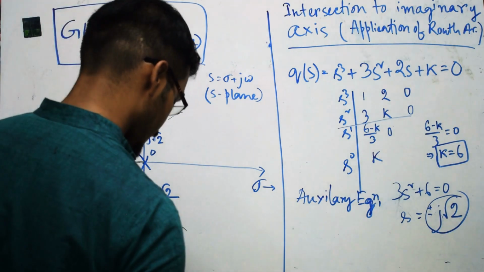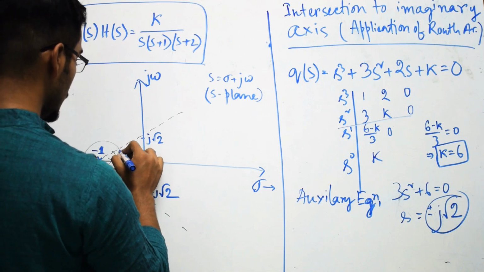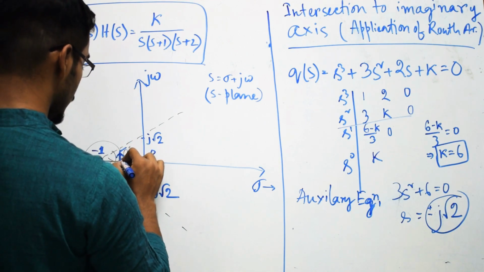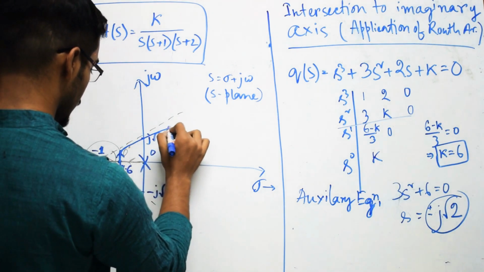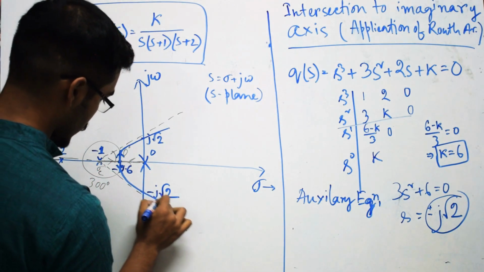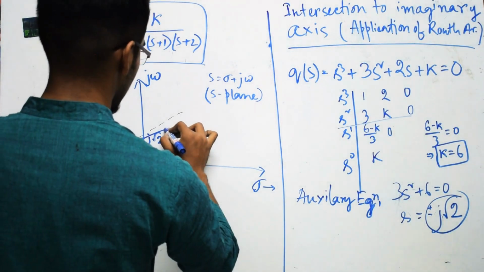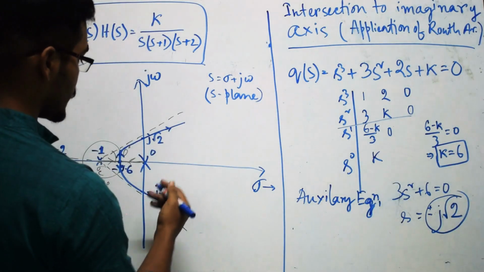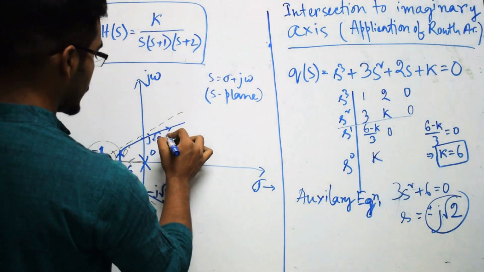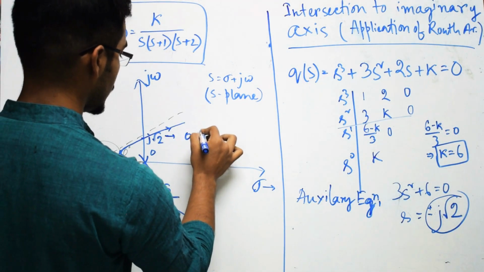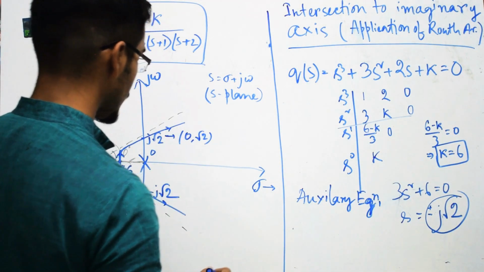Hence, the root locus will be moving like this now. They will be moving like this. Now this point can also be written as 0 into root.